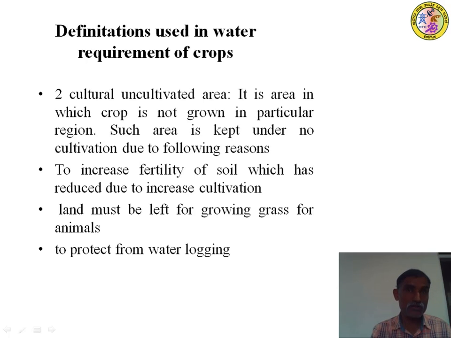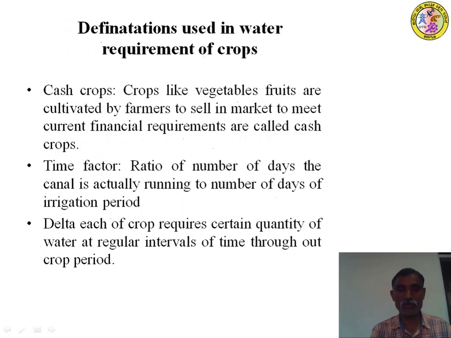The amount which is actually absorbed by the plants, the roots, that is called transpiration. So the total of the evaporation plus transpiration will be called evapotranspiration. That quantity of water is the consumptive use of water. That is nothing but consumptive use of water. Okay. Next one, next definition.